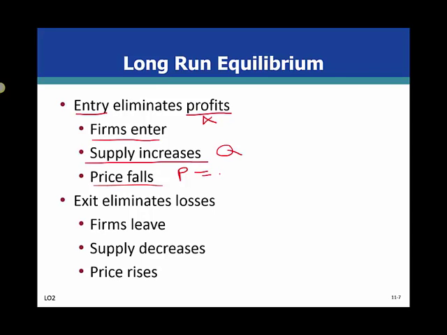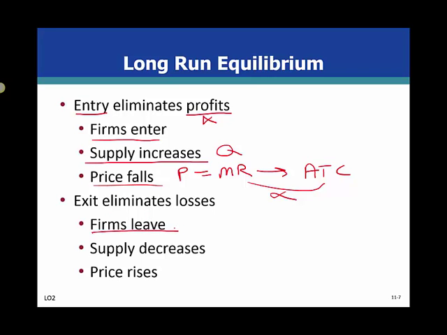And prices in this case are our marginal revenue, which will approach or become average total cost, is the way it'll work in the long run. So the profit will be gone. If our marginal revenue equals our average total cost, that means no profit. At the same time, the losses are eliminated, right?